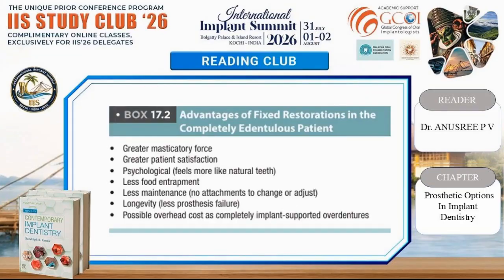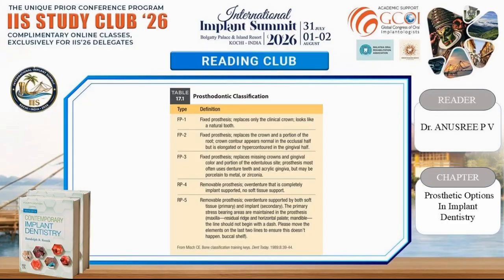Next are the advantages of fixed restoration in the completely edentulous patients. Greater masticatory force, greater patient satisfaction, psychological, less food entrapment, less maintenance, longevity, and possible overhead cost as completely implant-supported overdentures. Table 17.1 denotes the prosthodontic classification. Types are FP1, that is fixed prosthesis that replaces only the clinical crown, looks like a natural tooth.